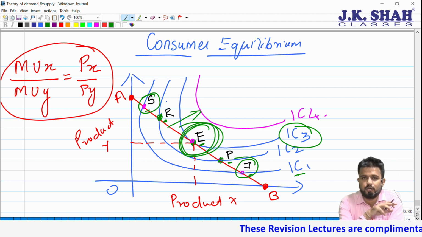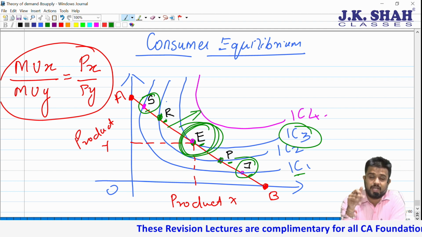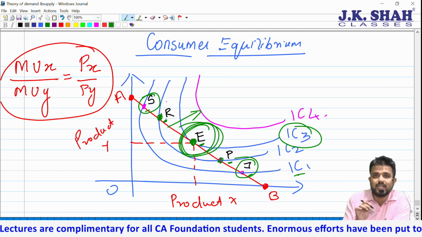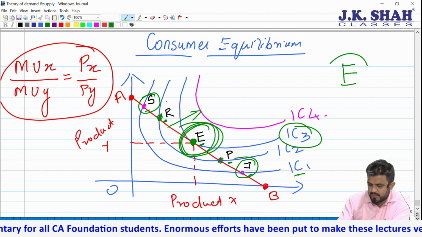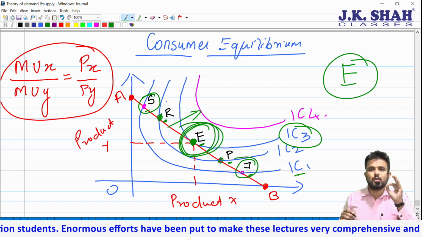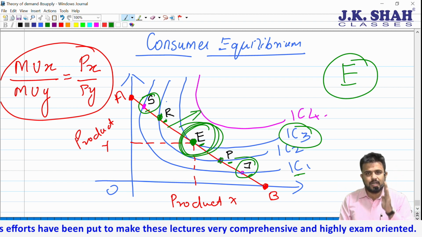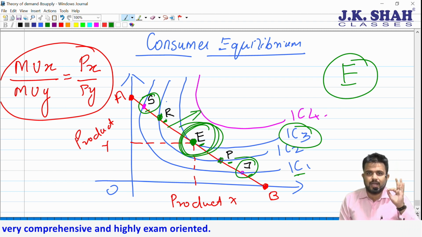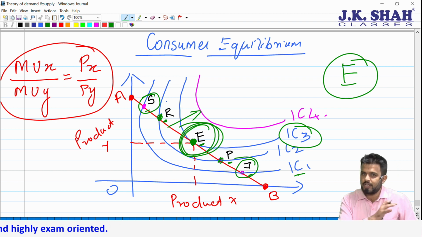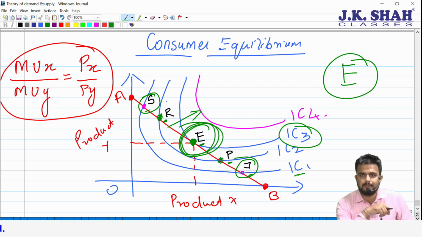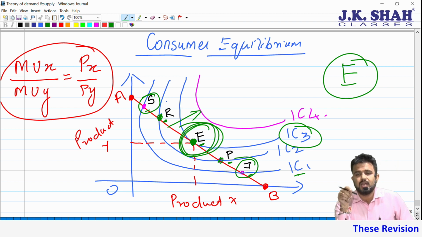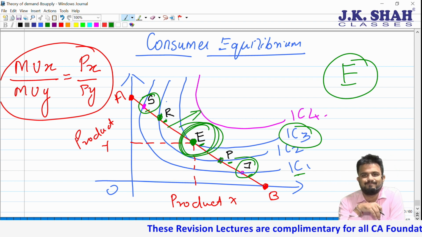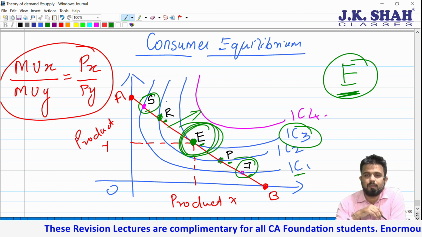So the next best curve after IC4 is IC3. And IC3 has which point? Point E. So students, point E becomes the consumer's equilibrium point because its satisfaction is equal to its budget. IC3 is tangent to the budget line at point E. So the consumer will be very happy at point E and he will be in no mood to rearrange his position. He will continue at point E. So finally the consumer equilibrium point is point E.